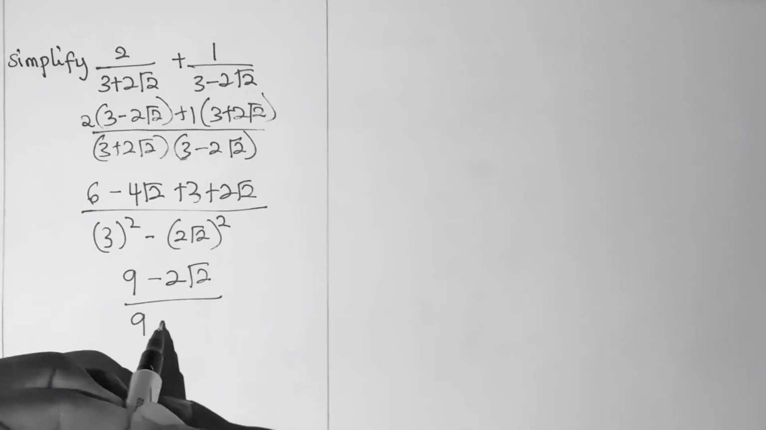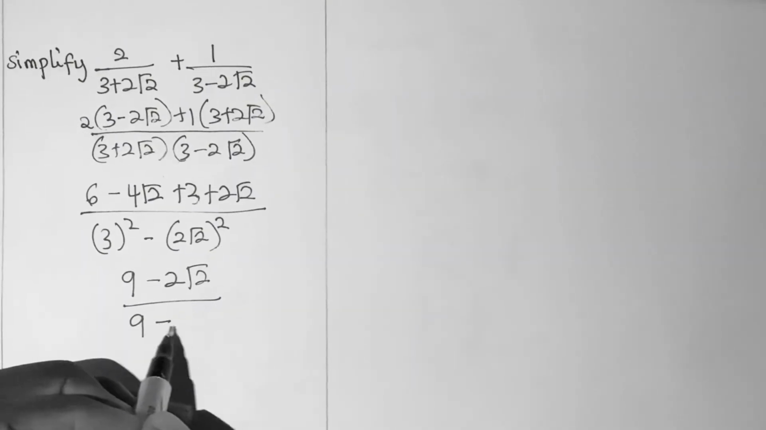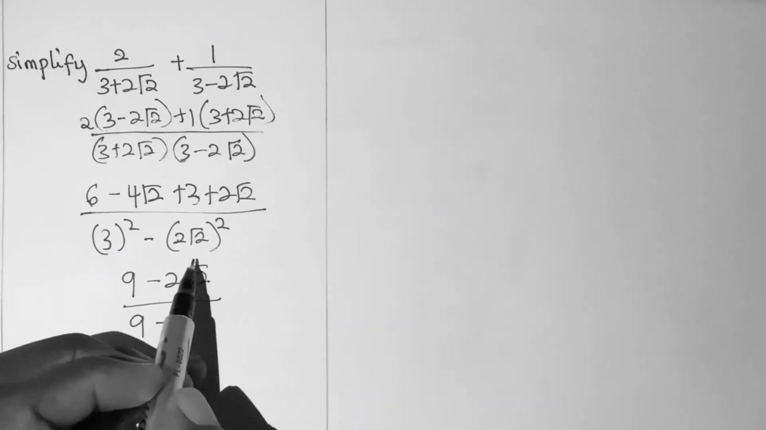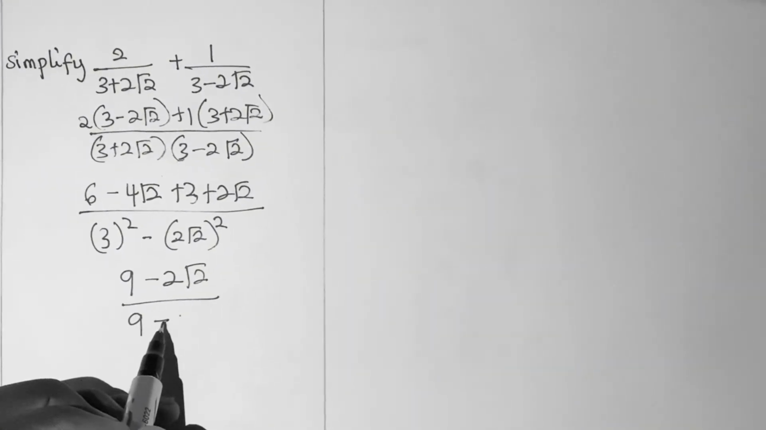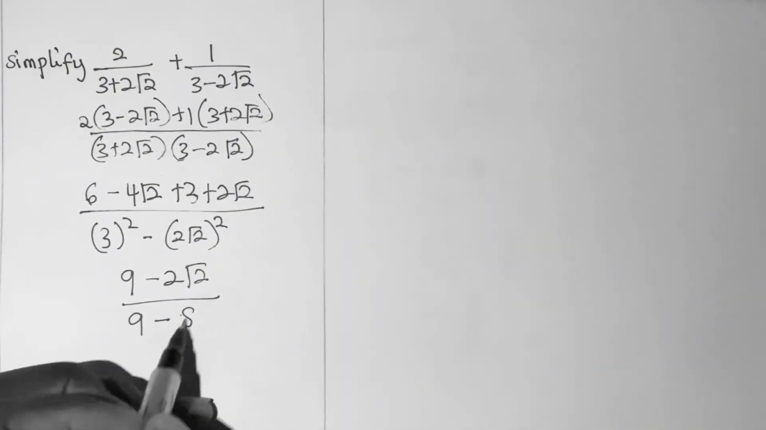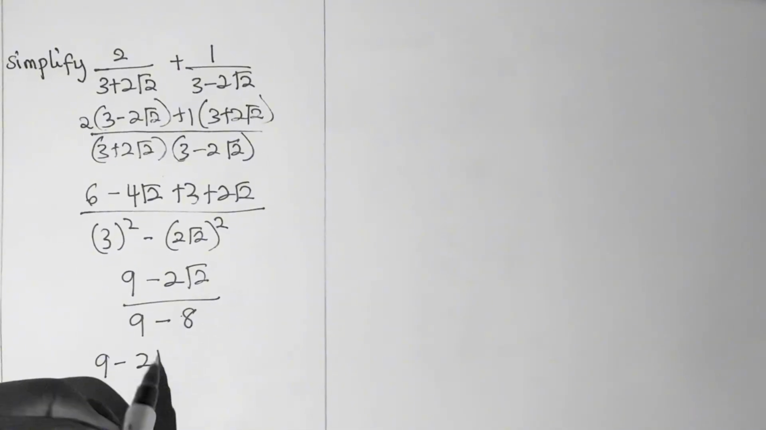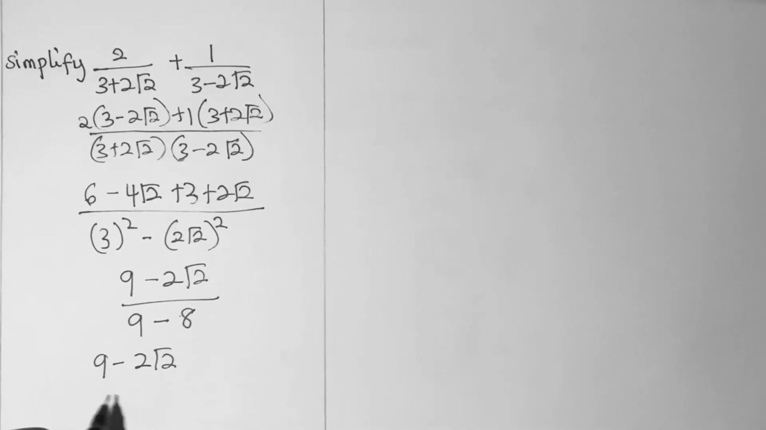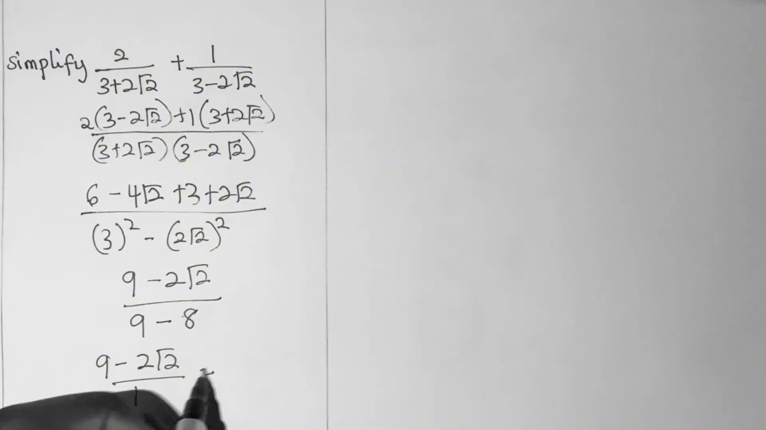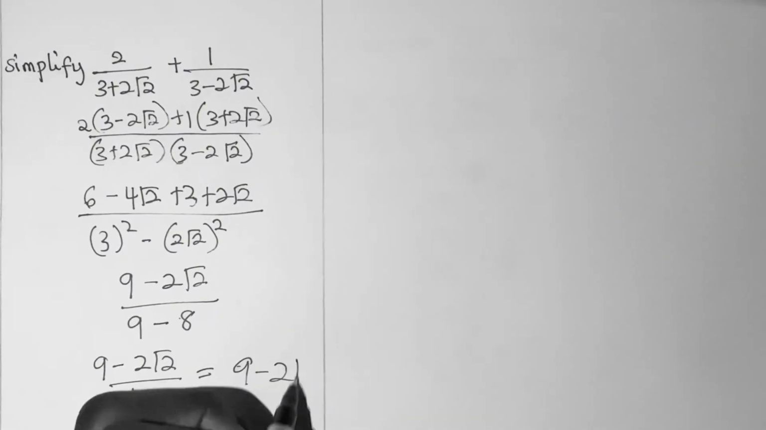3 squared is 9. Then minus 2 root 2 squared. Yes, 2 squared is 4, then root 2 squared is 2. So yes, 4 times 2, which is 8. So this becomes 9 minus 2 root 2, divided by 9 minus 8, which is 1. And that is equal to 9 minus 2 root 2.